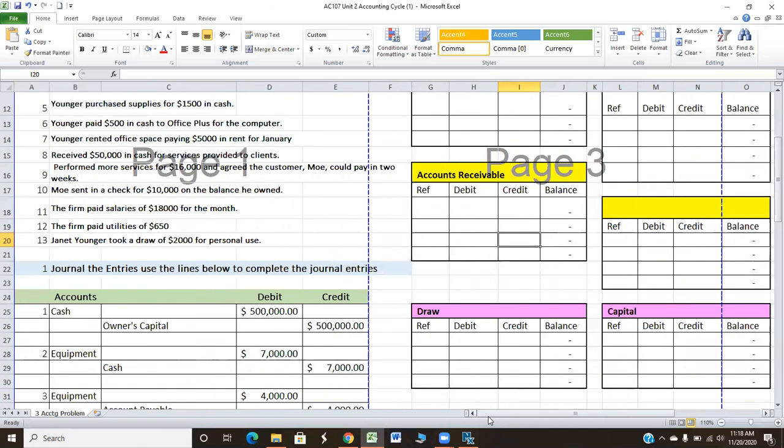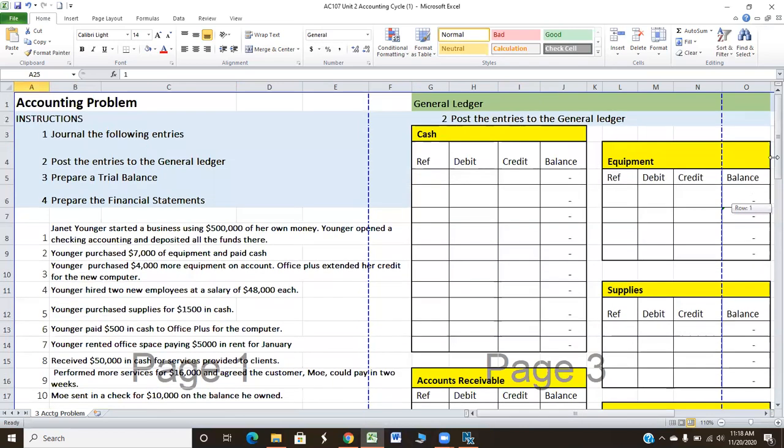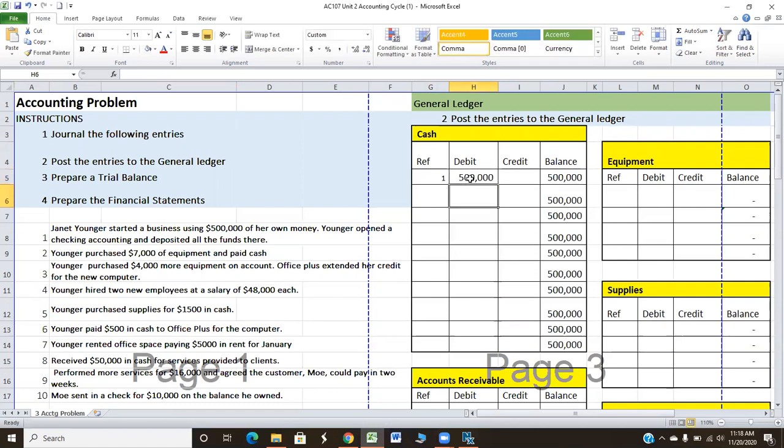So let's start with number 1. We debited cash in journal 1, debited cash $500,000. So what do you do? You go to the cash ledger in the general ledger. Normally the reference number is like a specific date, but in this case we're just going to put number 1 to mean journal entry 1. And what did we do to cash in journal entry 1? Did we debit it or credit it? We debited it $500,000. So we're going to put $500,000 there.